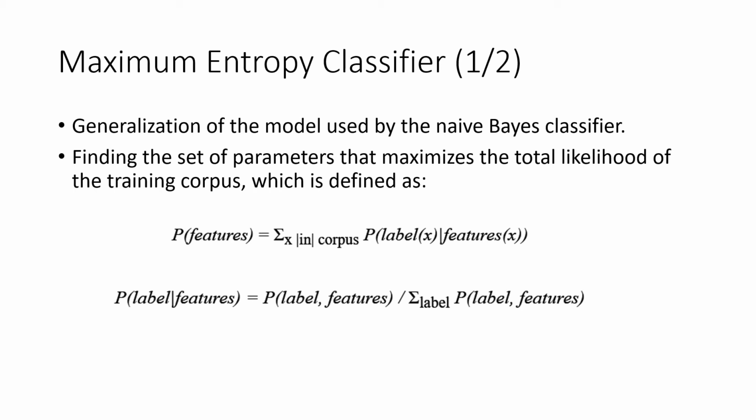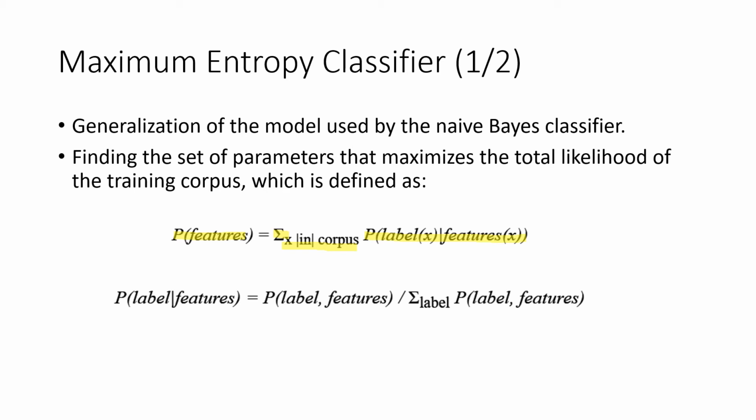The maximum entropy classifier uses a model that is very similar to the model employed by the Naive Bayes classifier. But rather than using probabilities to set the model's parameters, it uses search techniques to find a set of parameters that will maximize the performance of the classifier. In particular, it looks for the set of parameters that maximizes the total likelihood of the training corpus, which is defined with the following equation. So the probability of features is calculated as the sum over x in the corpus of the conditional probabilities of the label of x given the features of x.